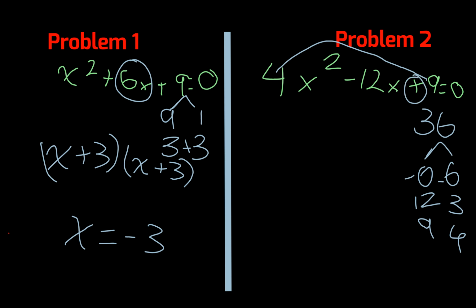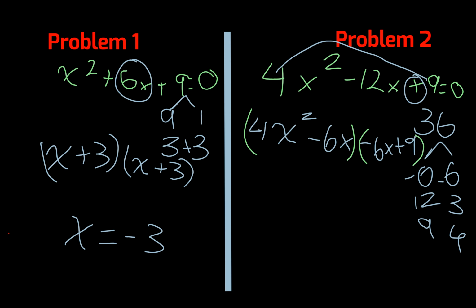So what we're going to have here is 4x squared minus 6x minus 6x plus 9. So what we'll do is factor it out and solve by grouping. We can group this and this, this and this, and we'll be solving.